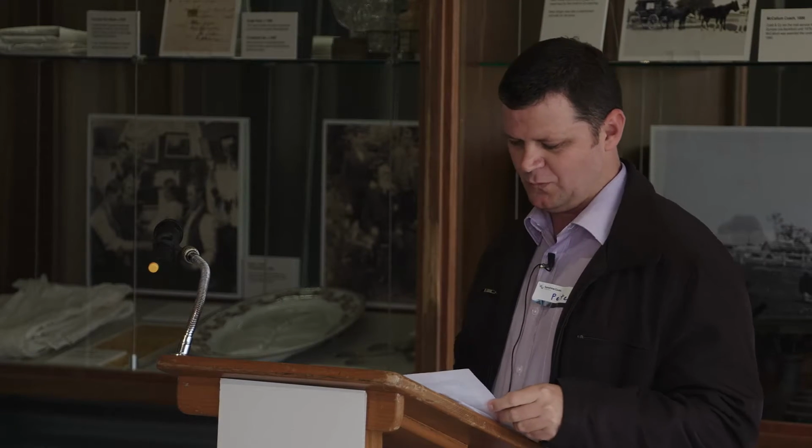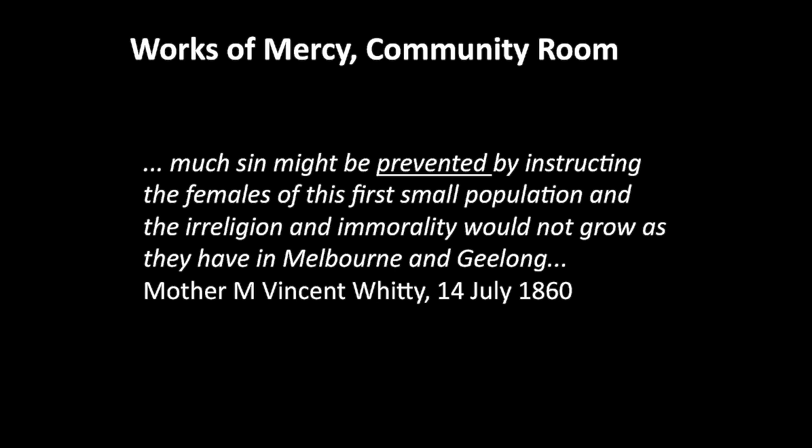Now I've got a wall quote. It's my favourite one from the whole centre. Is anyone here from Melbourne or Geelong? Oh, good. This was from one of the sisters writing in 1860 to get permission to go to Brisbane. So her argument was that much sin might be prevented by instructing the females of this first small population, and the irreligion and immorality would not grow as they have in Melbourne and Geelong. It's a good one.